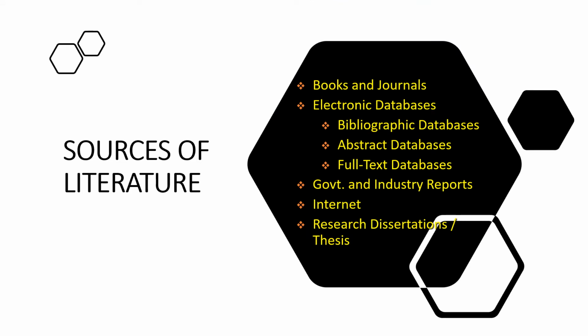The sources of literature could be books and journals, electronic databases like bibliographic databases, abstract databases, full text databases, or government and industry reports, the internet, research dissertations, or theses. These are the major sources of literature.